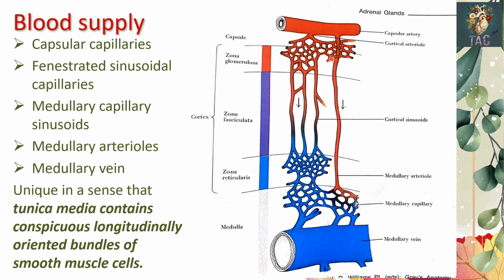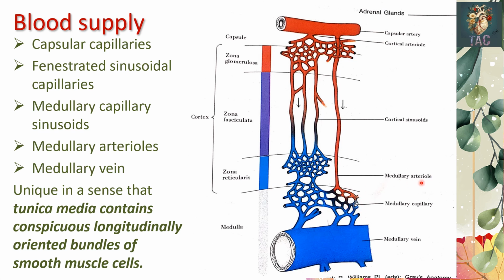Another blood vessel is called the medullary arteriole. This directly starts from the branch of the capsular artery. It traverses the whole of the cortex and enters into the medulla, where it divides into capillaries. So the medulla of the adrenal gland has dual blood supply. It receives venous blood through the vessels which are coming through zona fasciculata and reticularis, and it receives arterial blood through the medullary arteriole.